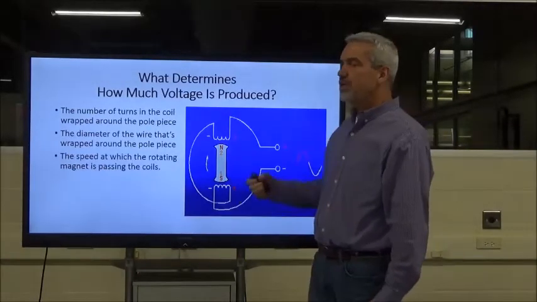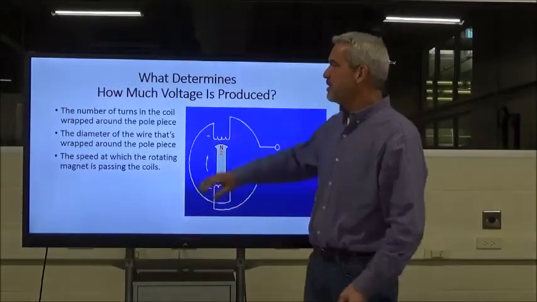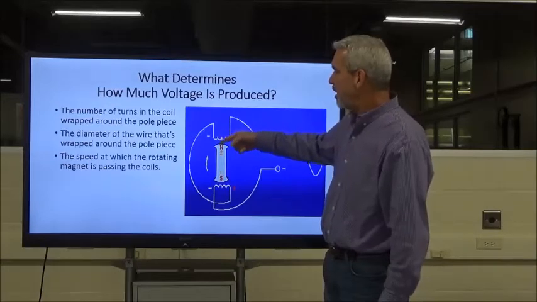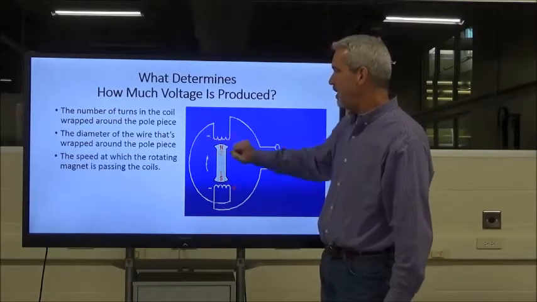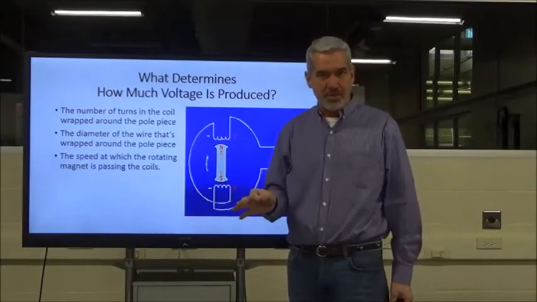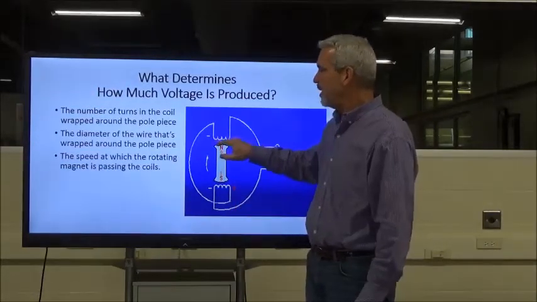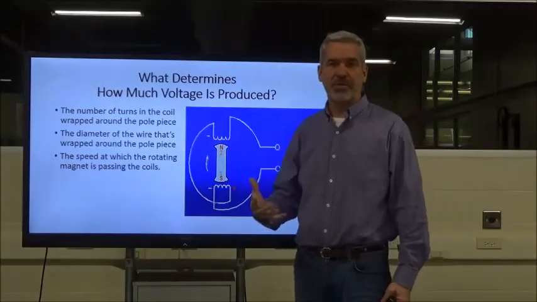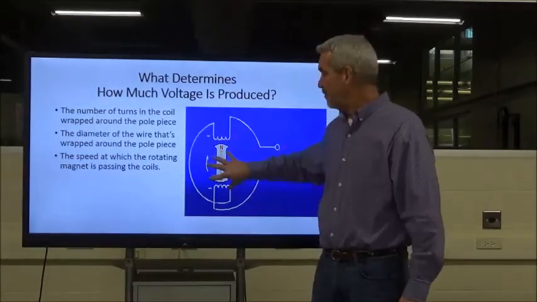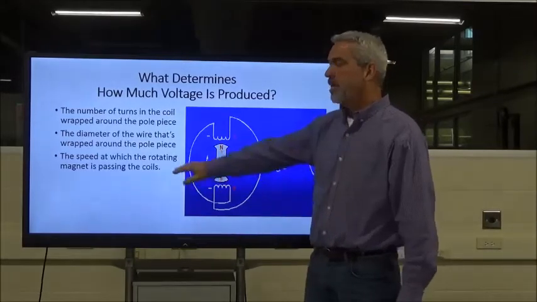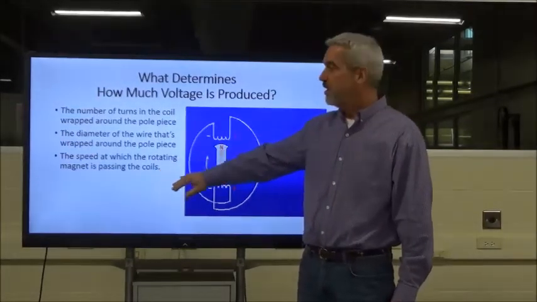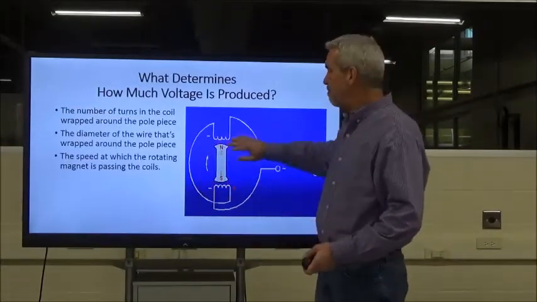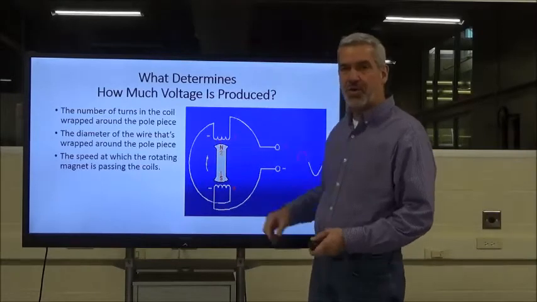So what determines how much voltage is produced? Well, a couple of things. Number one, the number of turns in our coil. How many times we are wrapping our coil around our pole piece right here. And the other one is the diameter of wire that we use. What's the diameter of this wire? The more turns and the greater the diameter of the wire, the more voltage we'll produce with each revolution of our rotor. And of course, one other factor that's very important is the speed at which we turn this rotor, the speed at which we let the magnetic field pass by these coils.